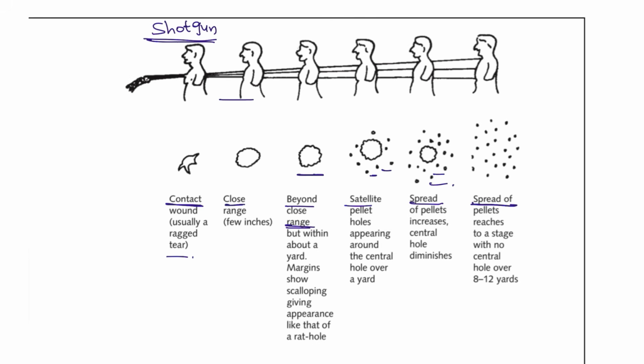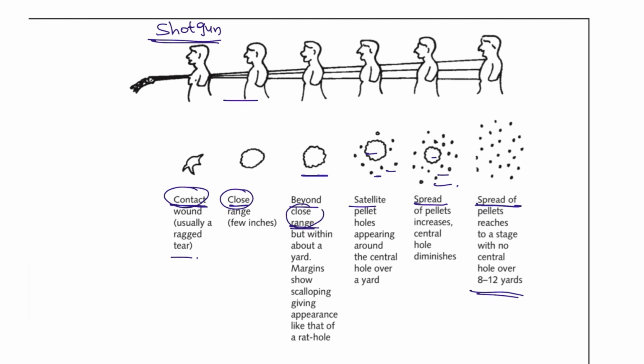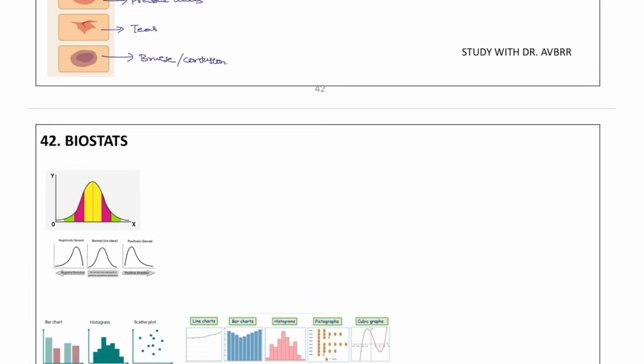And in a very distant shot, you are going to see the complete pellets spread. There is no single wound that you can see clearly like this, but it will all be spread like this. So this is the contact shot, this is the close range, these two are the near shots, and this is the distant shot. This is how the wounds will be presented with a shotgun.